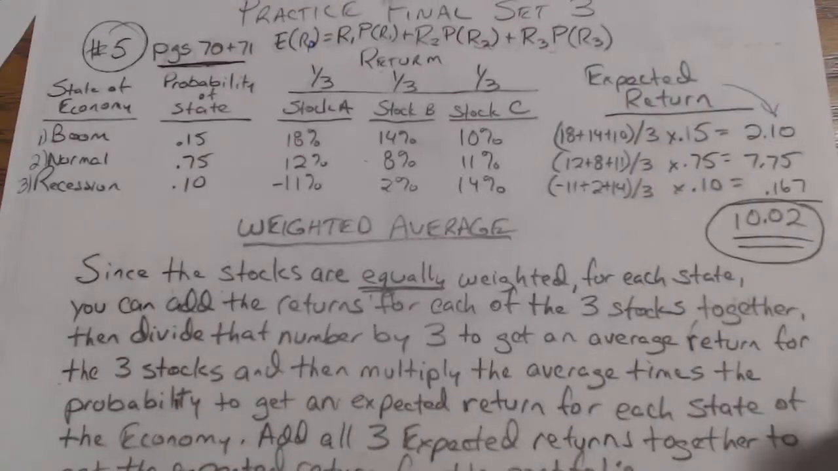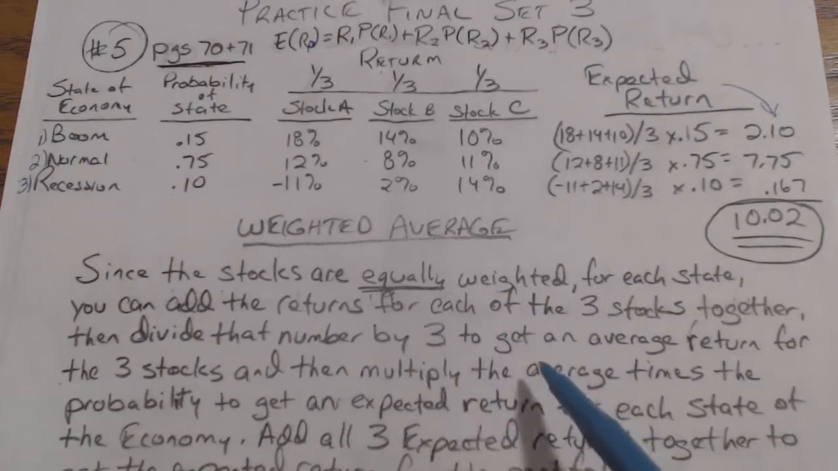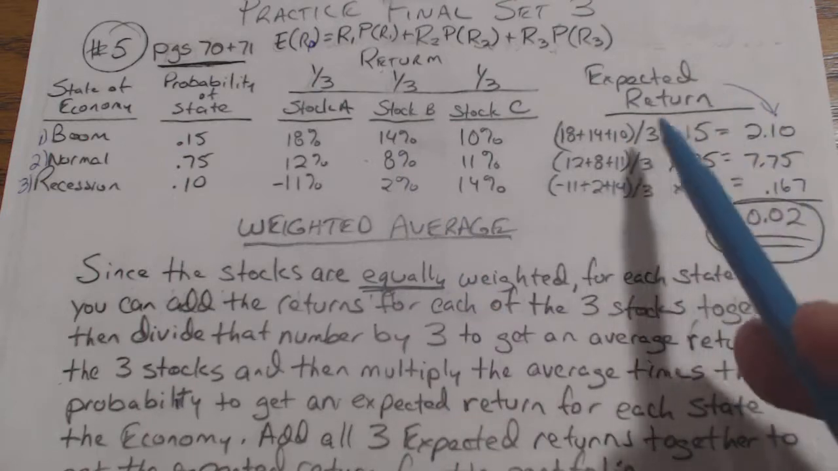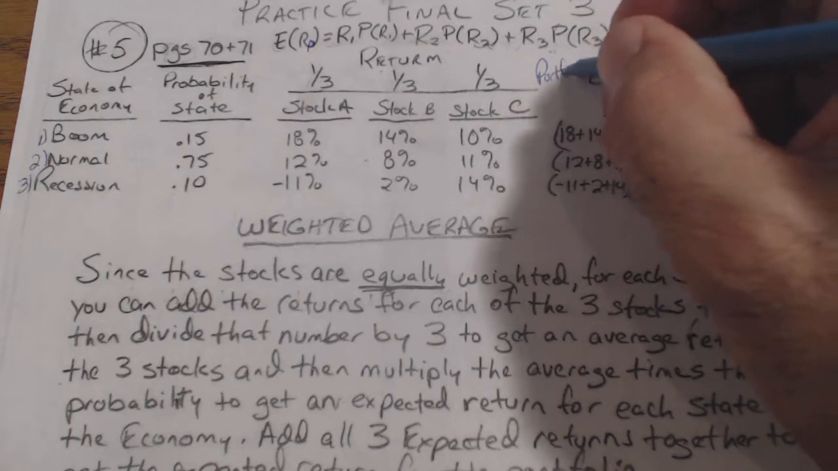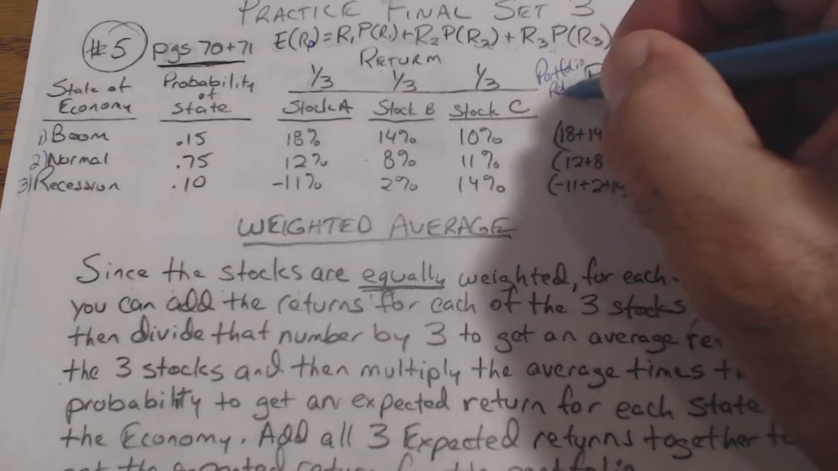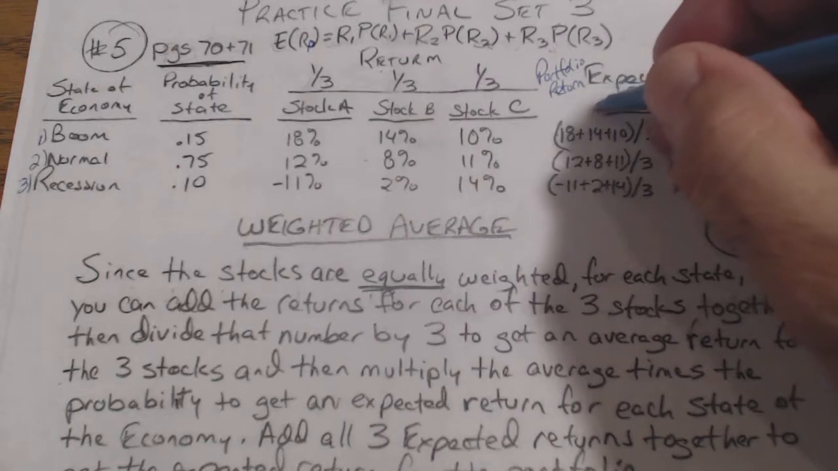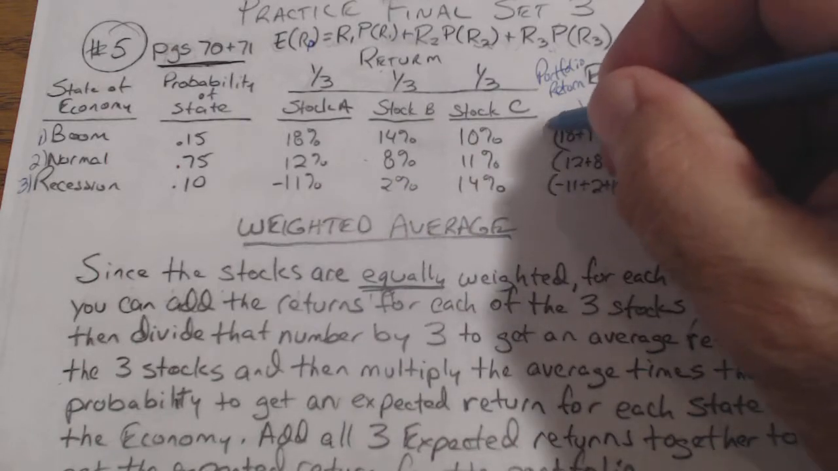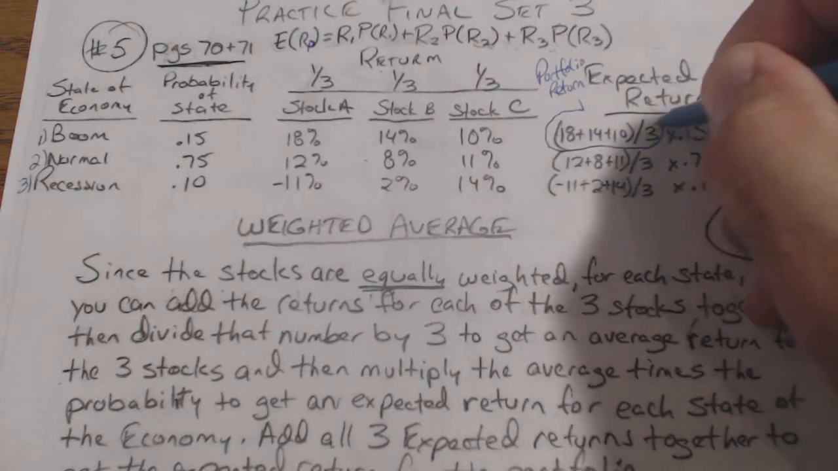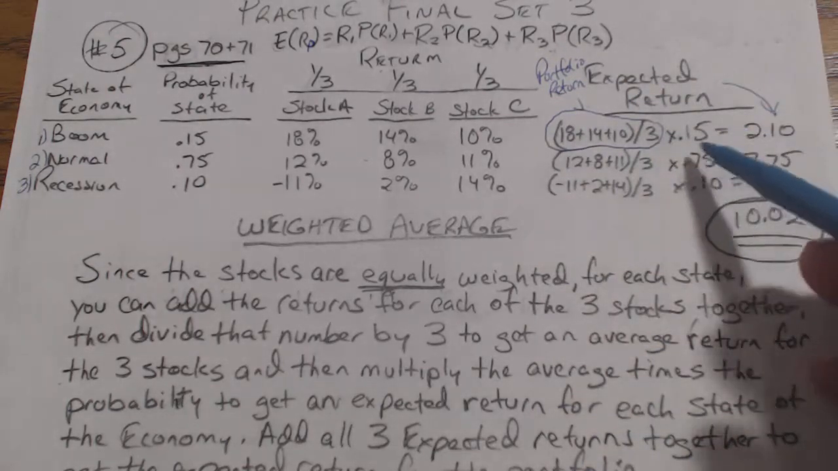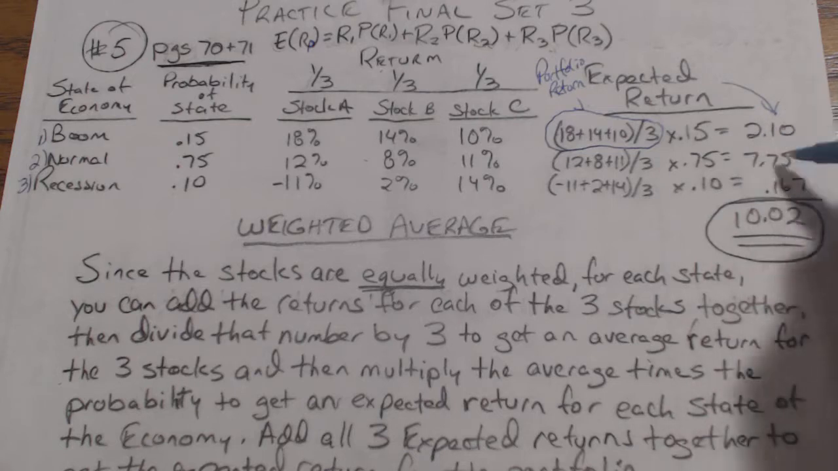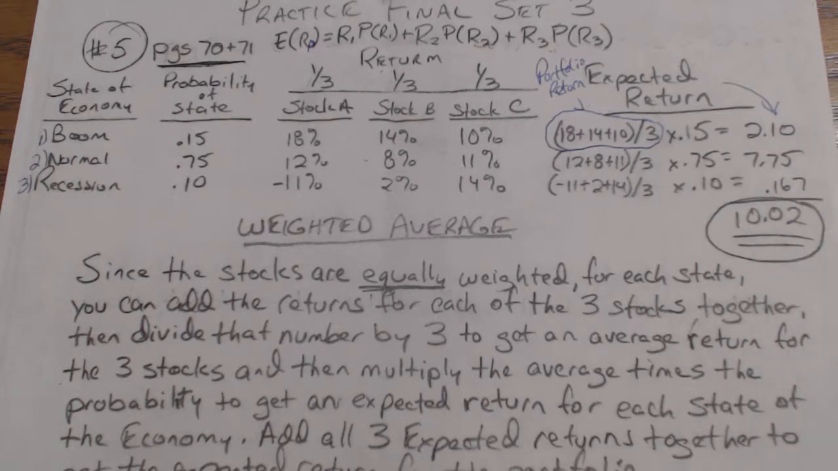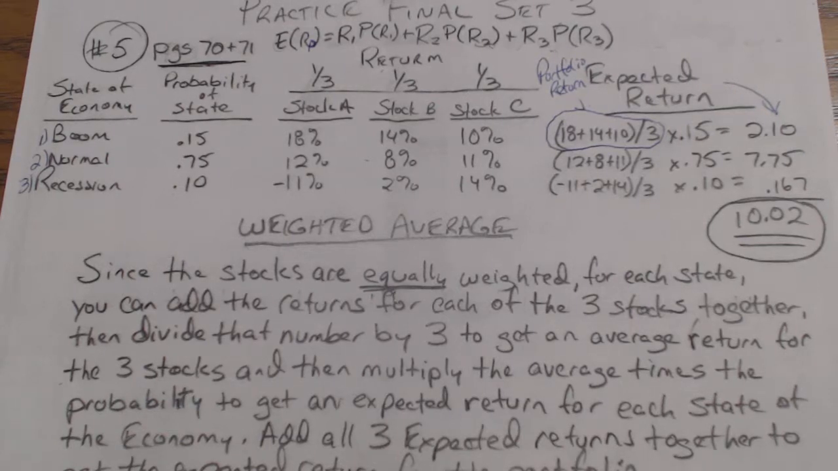Okay, and all it says is the same thing I just told you. Since the stocks are equally weighted, you could just add them together and divide by 3. That gives you the portfolio return, and I'll even write that right here. The portfolio return for each state is right here, this part of it. The expected return is when you take this and multiply it times that. That gets you the expected return. You add them together, it's a weighted average. Okay, so that's Business 342, the practice final set 3, problem number 5.